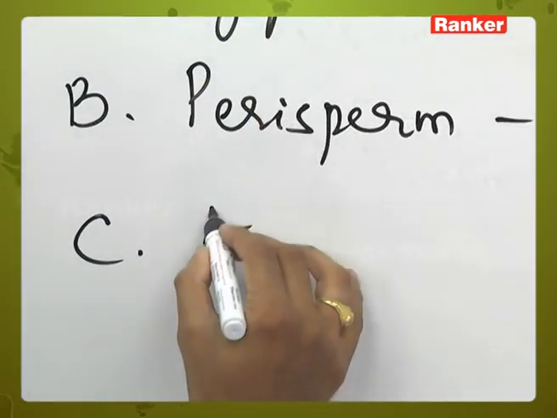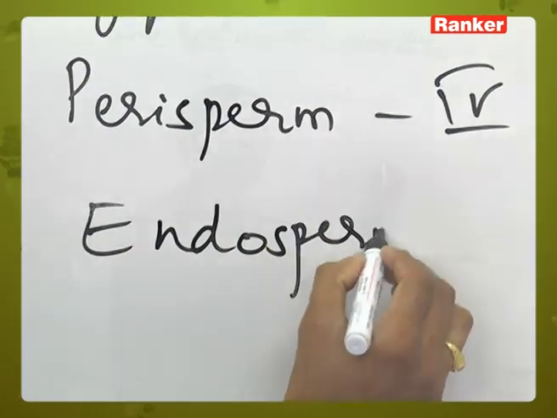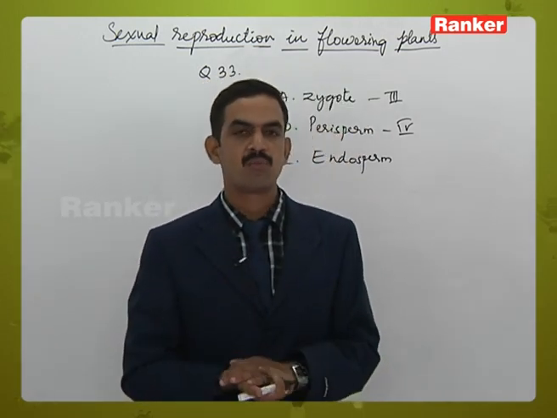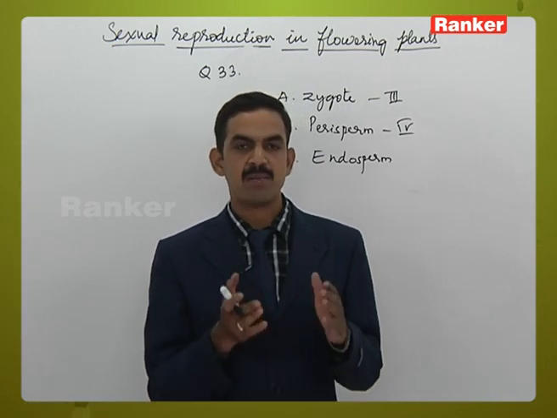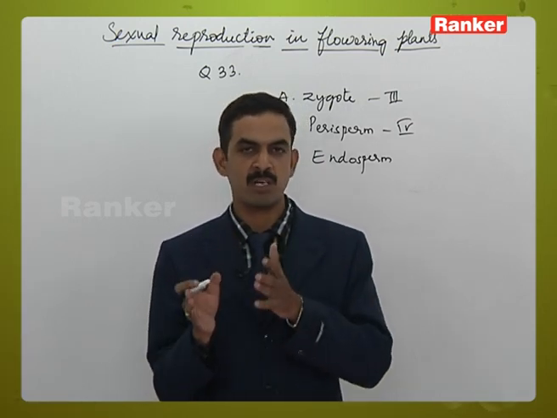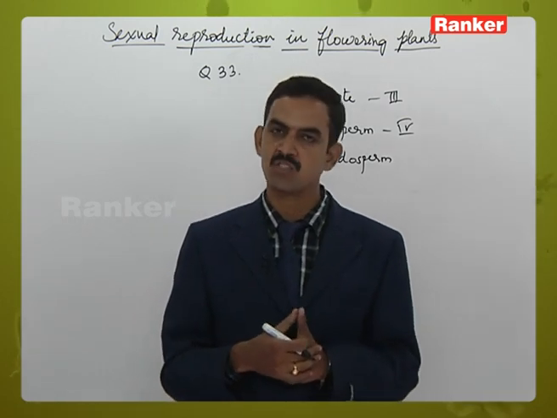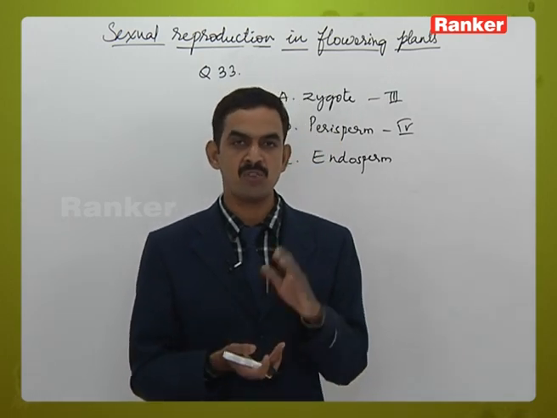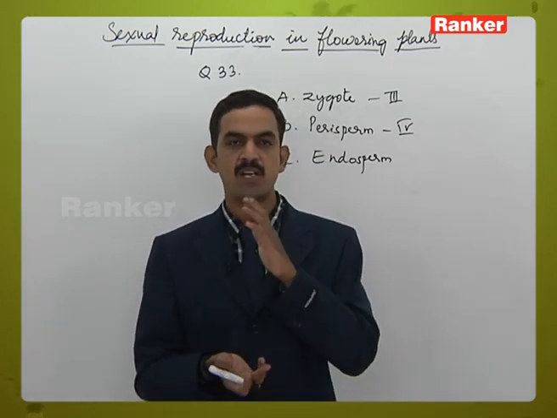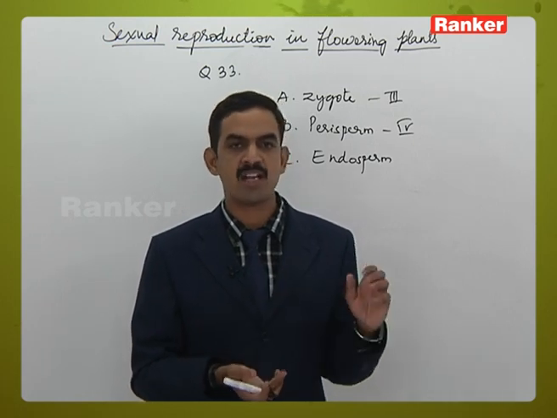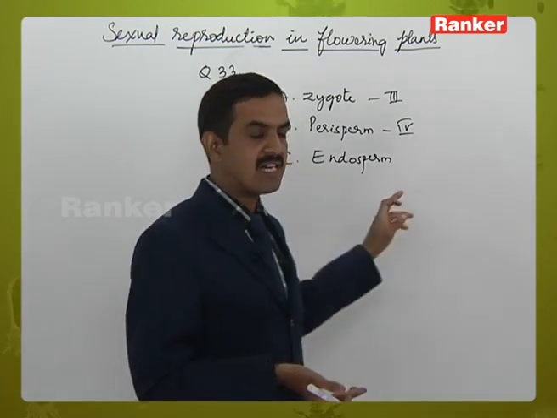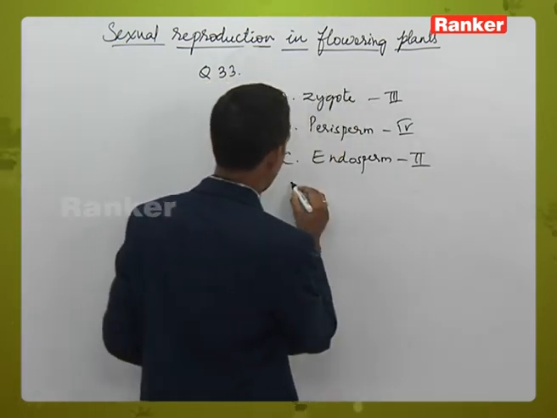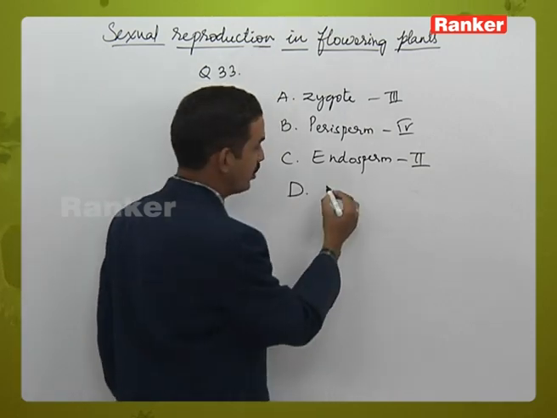C is endosperm. Endosperm is a structure which is formed from the primary endosperm nucleus. That means the primary endosperm nucleus is converted into endosperm as a result of post-fertilization changes. Then how is this primary endosperm nucleus formed? It is formed as a result of fusion between a haploid male gamete and a diploid secondary nucleus, and that process is called triple fusion. So we can say that it is a product of triple fusion, that is 2. And D is nucellus.